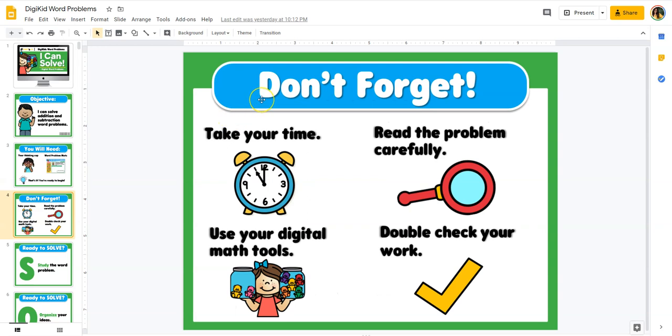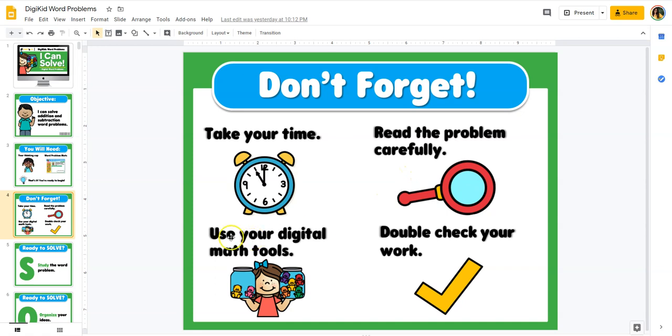All right, there's a few things that you don't want to forget when you're working through your word problems. It says here, don't forget. The first thing is to take your time. Remember, you don't have to rush through this. You don't have to feel like it's a race. Take your time and be sure to read the problems carefully. So that kind of goes along with taking your time. When you read the problems carefully, that ensures that you're not missing any important parts. So maybe read the problem once, read it again. You may even want to read it 3 times so that you can really think about what is the problem asking you to do.